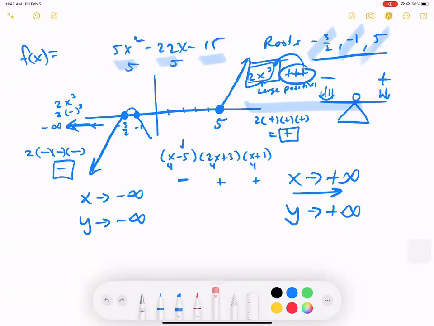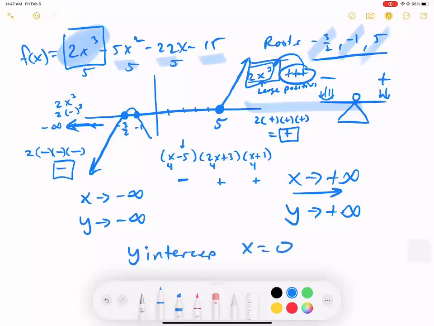I want you to realize that the y-intercept is when x equals 0. If I plug in 0 here, f of 0, what happens to all my numbers? The only number left is negative 15. And take a look here, I'm going to actually graph that. Negative 15 could be here.